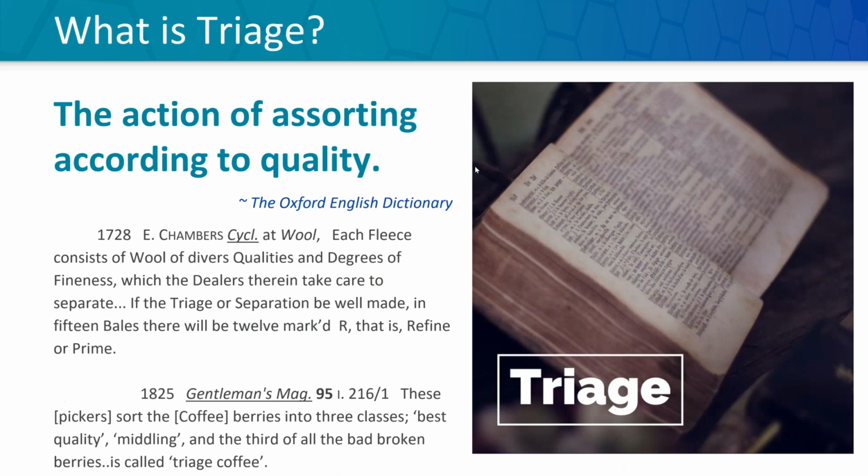Let's jump into a little history of this, right? Early 18th century, it's the act of sorting items according to quality. The French word trier, separate out, or to cull. Early 1700s, sorting out the wool, they would have a certain amount of bales that would have to be done, and after it was triaged or separated out, they would expect to have some that were refined and some that were prime. Early 1800s, you could see here right out of the Oxford dictionary, that also for coffee. And you had the best quality, you had the middling, and then you had what they actually called triage coffee, the stuff that was picked out, the stuff that was not necessarily what they wanted.